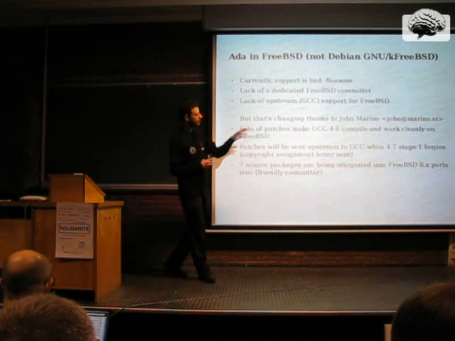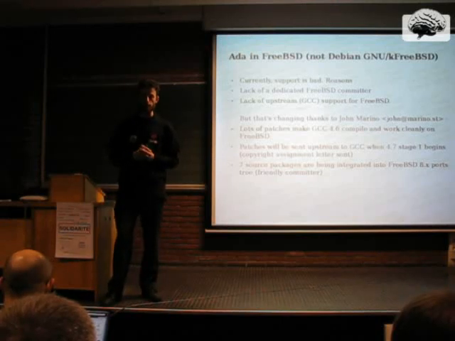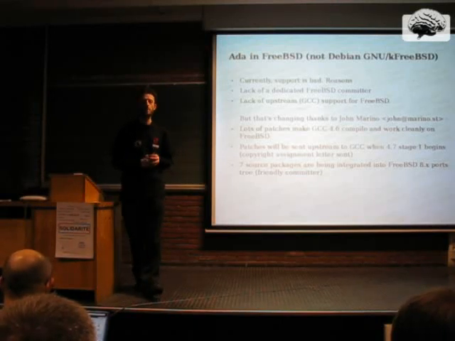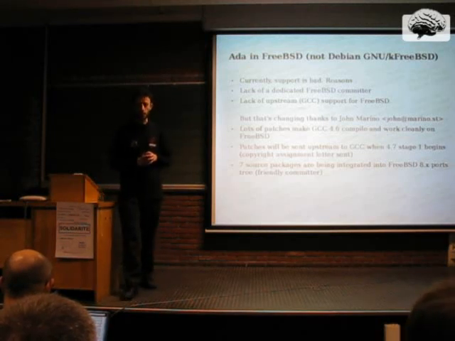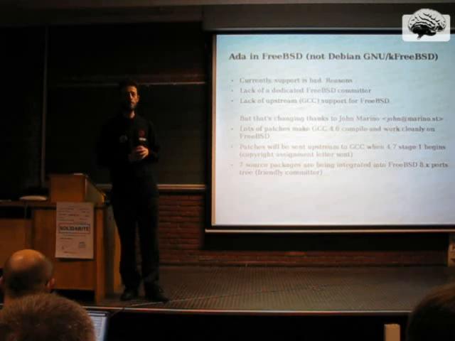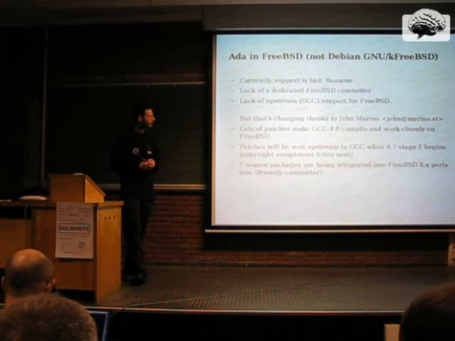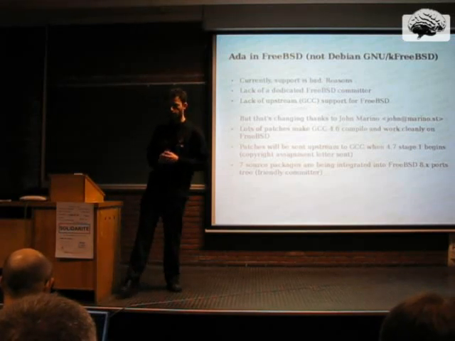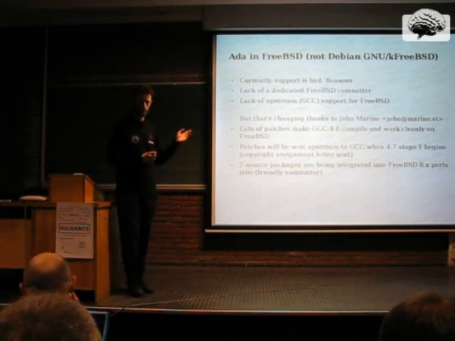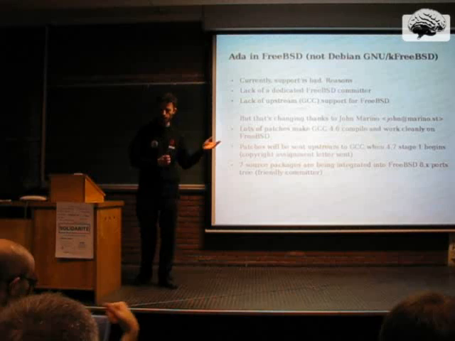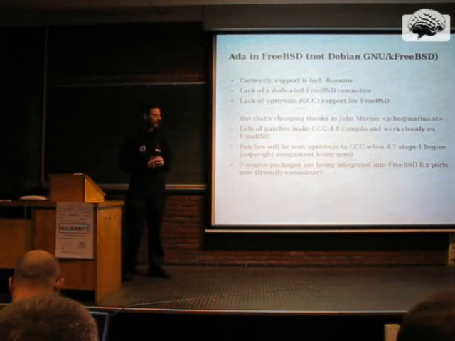But there's one guy, John Marino, who has started work on this. He seems to be very competent and dedicated, and I've been in contact with him in the past. He patched GCC to introduce support for FreeBSD in the compiler, because the support was absent. He's going to send these patches upstream very soon now, because GCC 4.6 is in deep freeze, it's going to be released very soon, and immediately afterwards it will become possible to send patches for the next version of GCC, so he will do that.